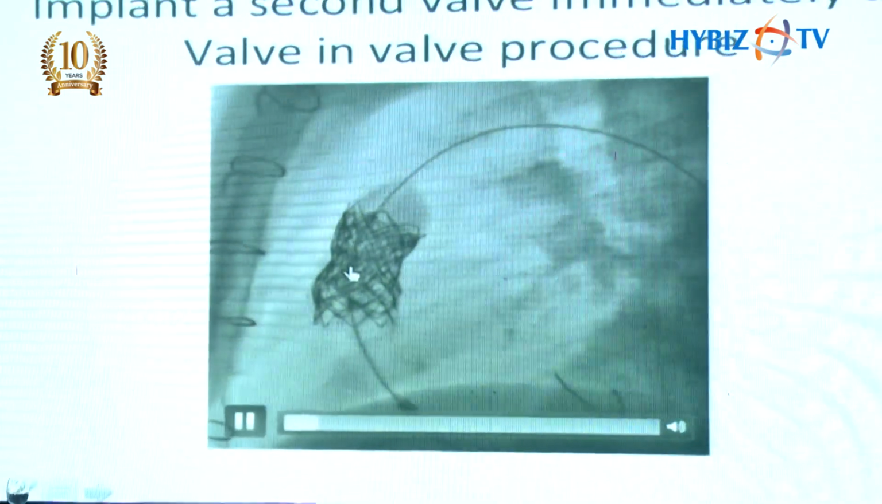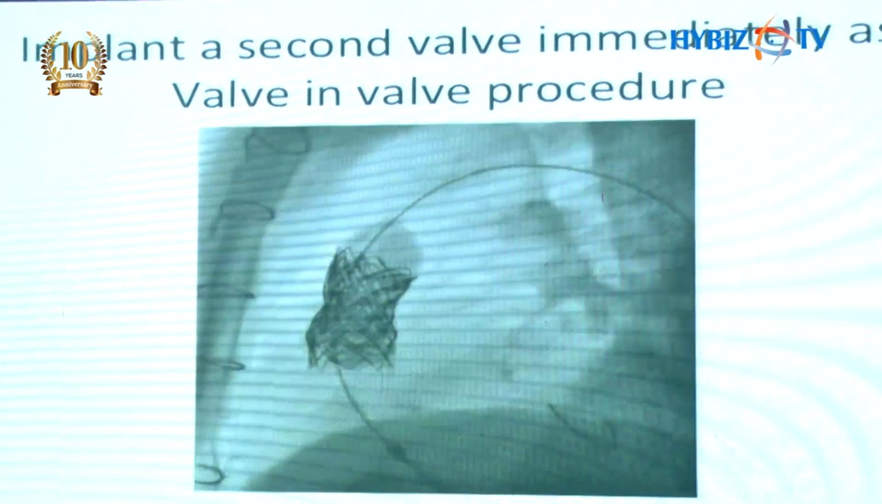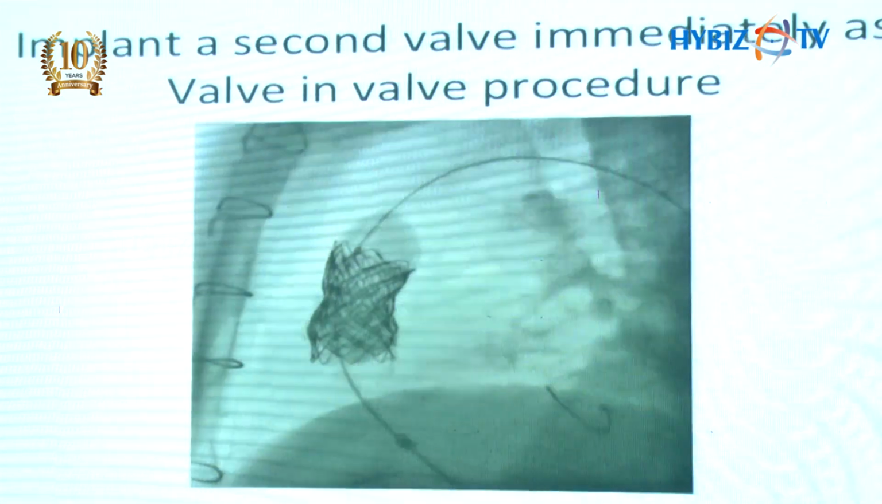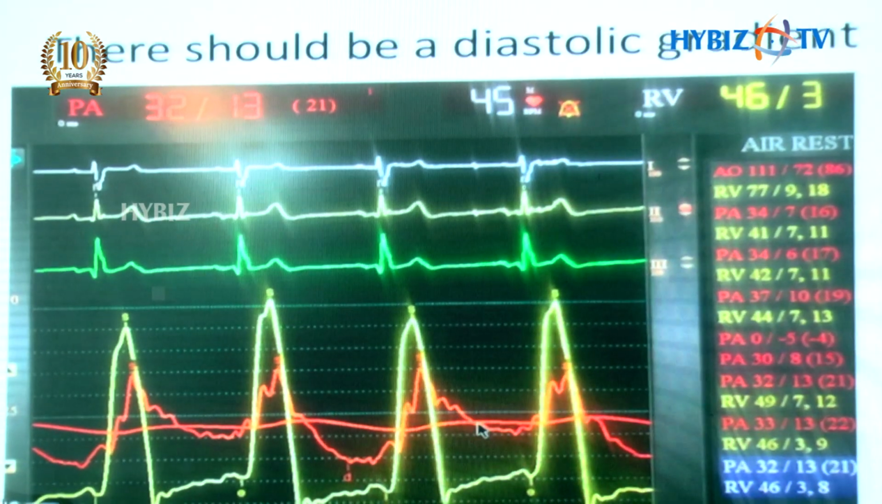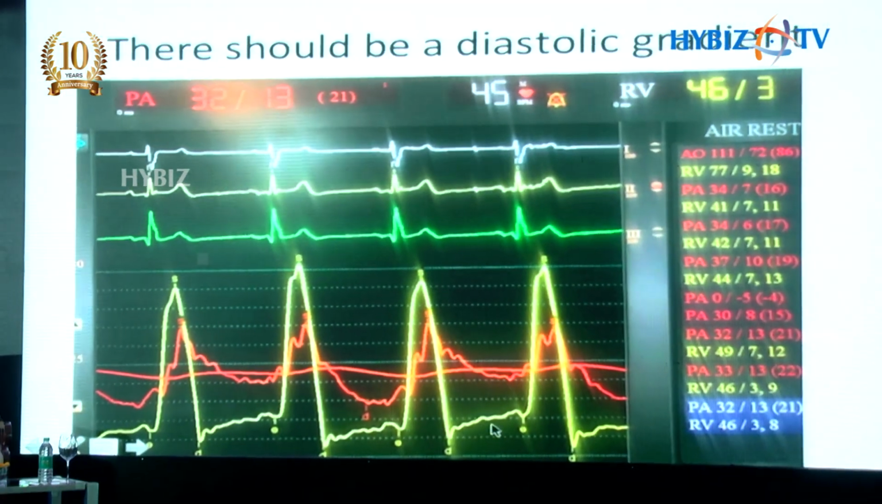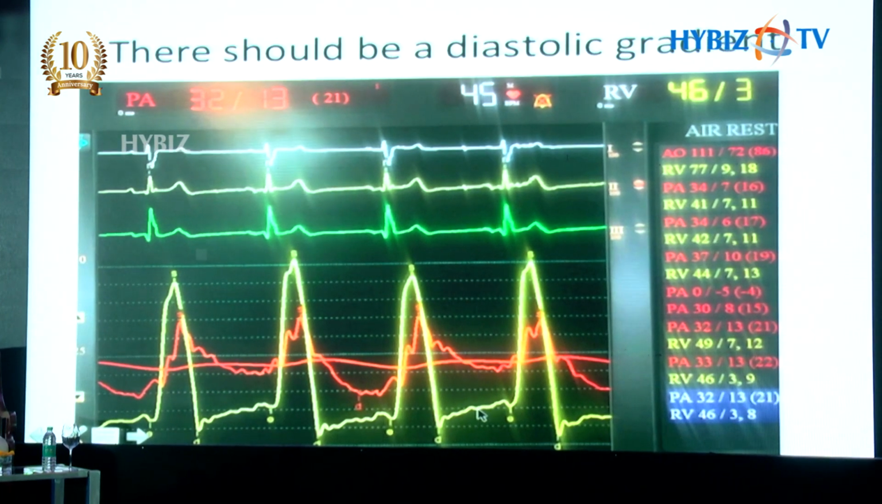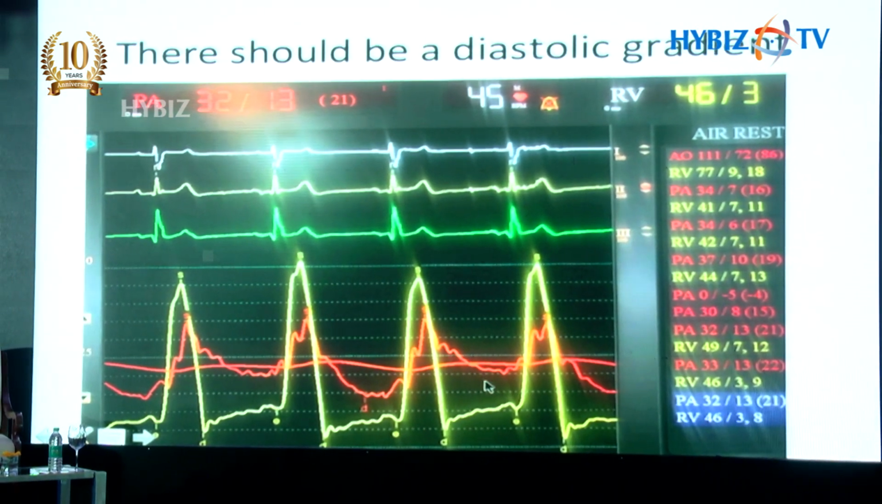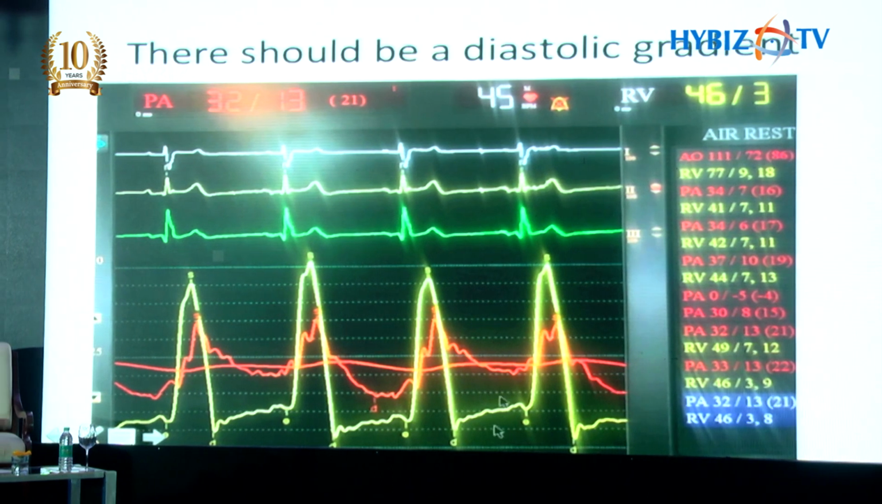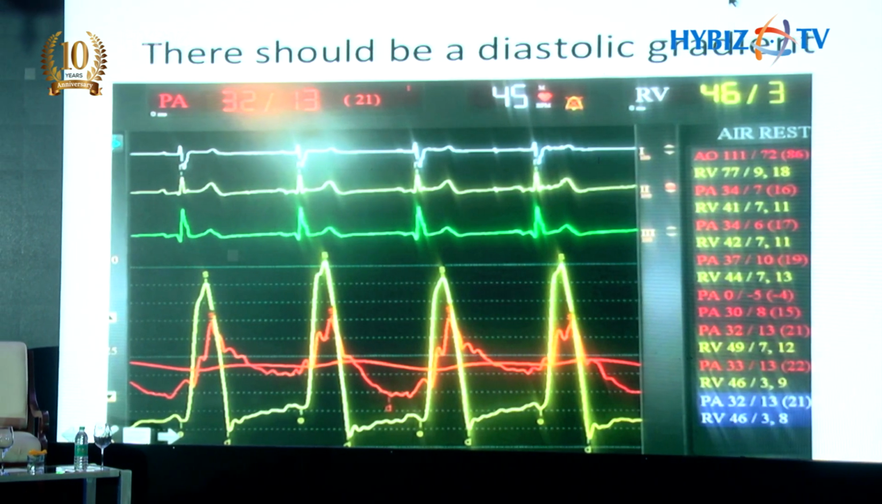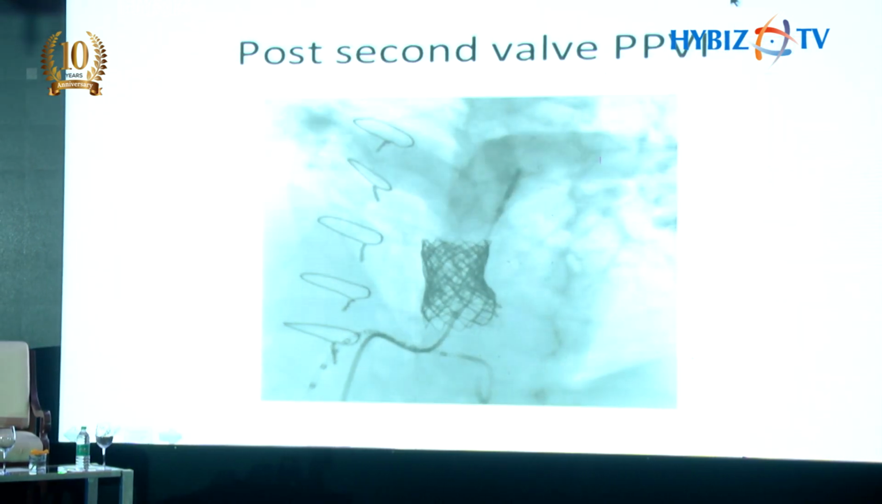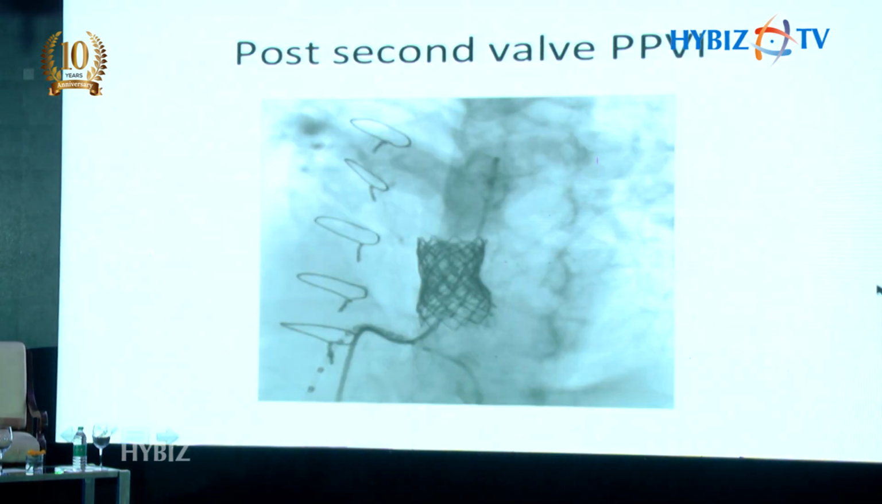Put in a second valve and following the second valve, now look at the trace. The trace now shows the PA diastolic is staying above. So there is a diastolic gradient. Every aortic valve and pulmonary valve should have a good diastolic gradient like this. There should not be a ventricularization at all. Now repeat the pulmonary valve angiogram. There is a complete closure of the pulmonary valve.